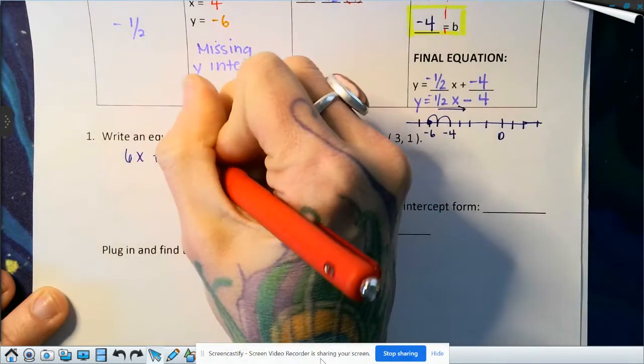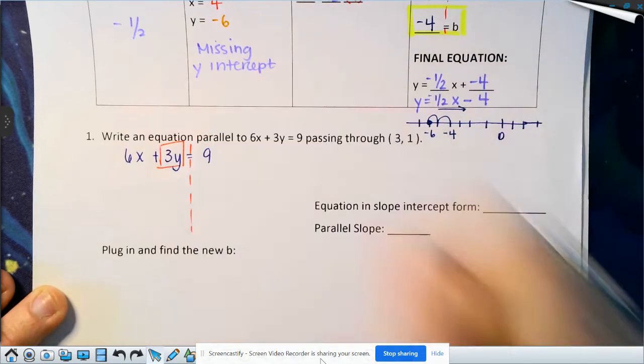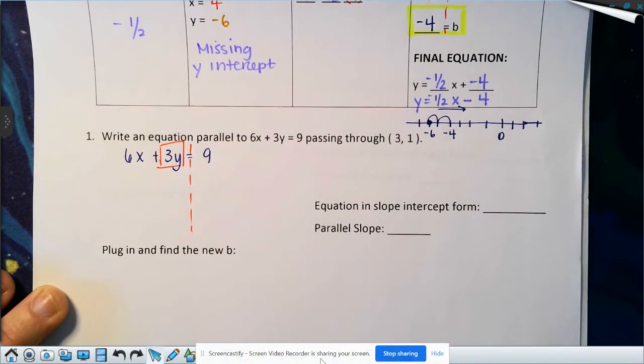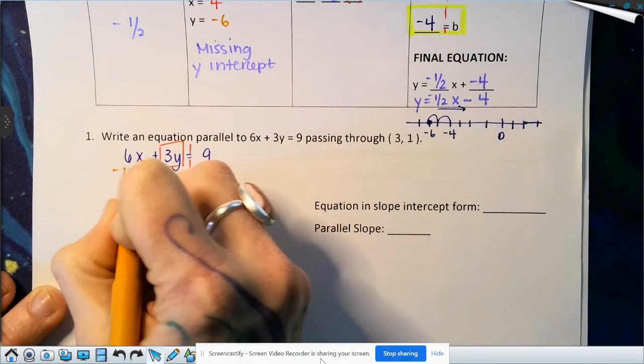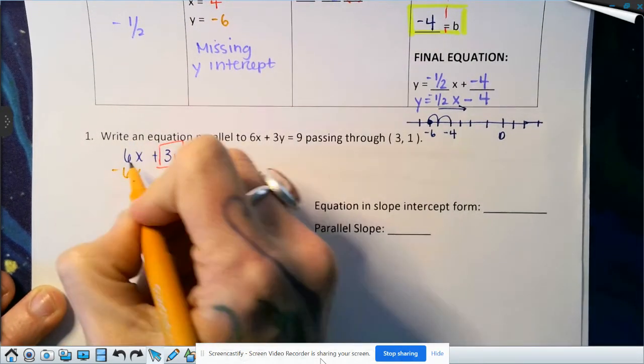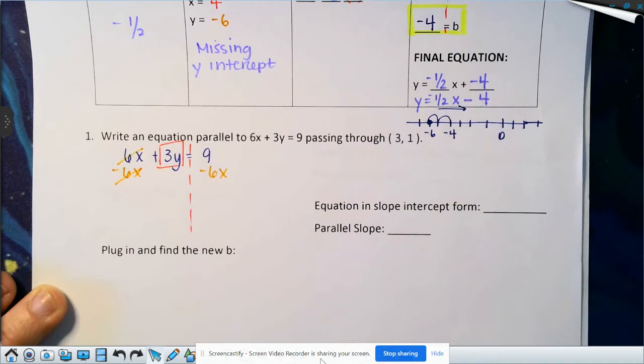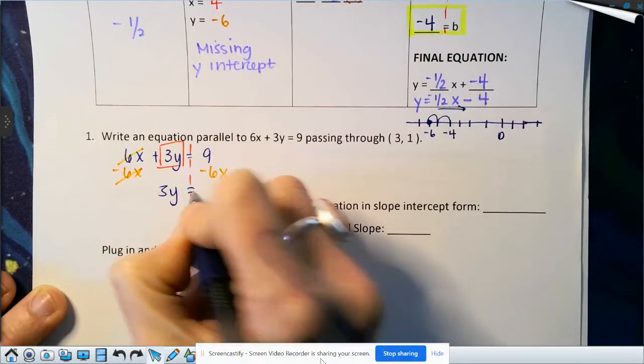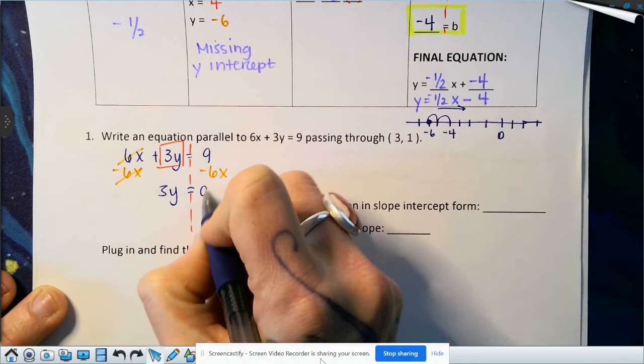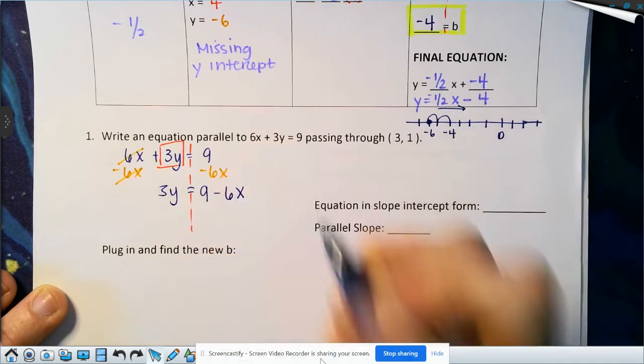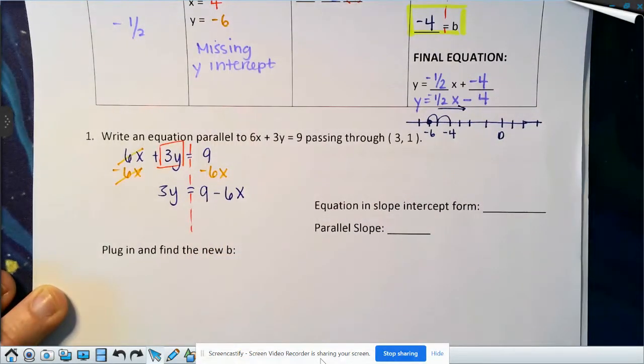So back to our equation solving skills, our line of great divide, knowing what we're trying to get by itself. We need to move that 6x. So I'm going to subtract 6x from both sides to get rid of it over here on my y side. And then 9 and 6x are not like terms, so we're just going to write 9 minus 6x. They cannot be put together because one has a variable and one does not.